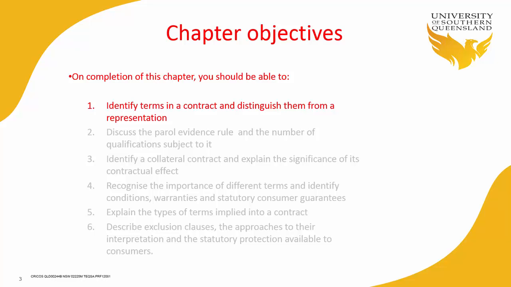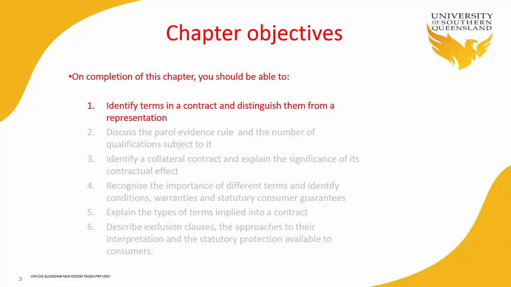So the starting point really is on page 348, where it says, assuming that a simple contract has been created and that there are no elements that affect its validity, it may be necessary to consider exactly what it is that the parties have agreed to include in the contract. So in a sense, we're really saying that there is no problem with the validity of the contract, but we might still have problems with the content of the contract.